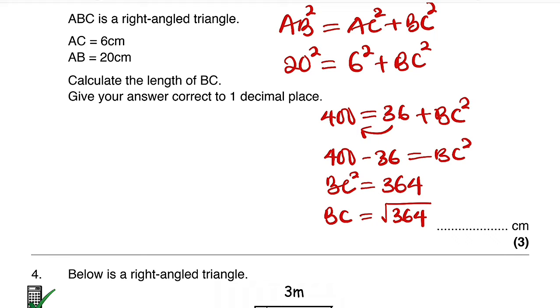Rather, I know that 364 is the same thing as 4 multiplied by 91. And the square root of 4 is 2. So we have 2 multiplied by the square root of 91. Unless you want to write it in decimal. If you want to do that, you can just plug this into your calculator, and that will give you 19.1 approximately, 19.1 cm. But this is the most accurate answer.